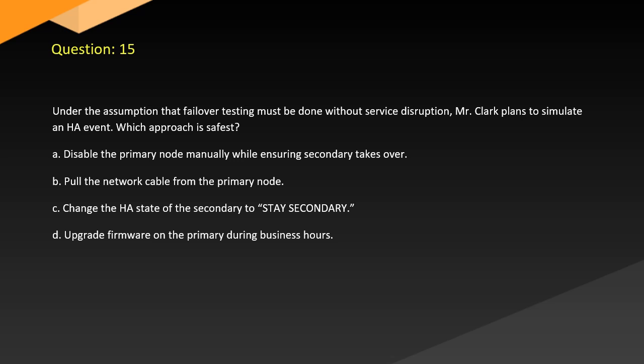Question 15. Under the assumption that failover testing must be done without service disruption, Clark plans to simulate a high availability event. Which approach is safest? A. Disable the primary node manually while ensuring the secondary takes over. B. Pull the network cable from the primary node. C. Change the HA state of the secondary to stay secondary. D. Upgrade firmware on the primary during business hours.